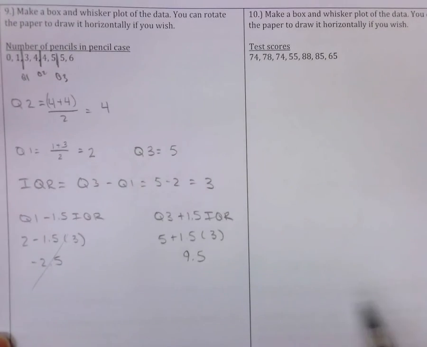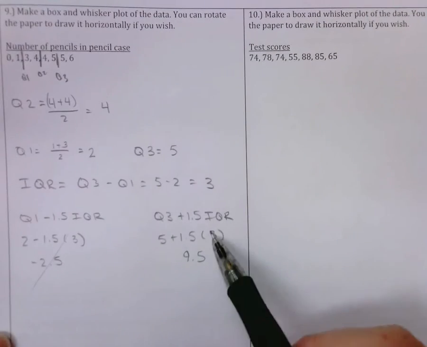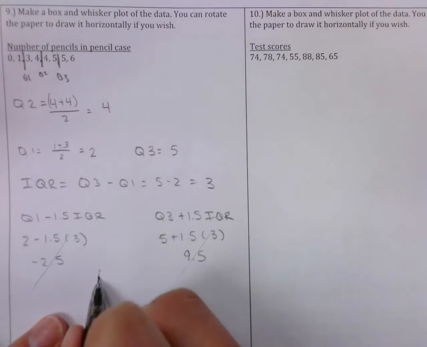So here's the 9.5. We don't have any numbers at or above 9.5, so there's no outliers there. So no outliers.